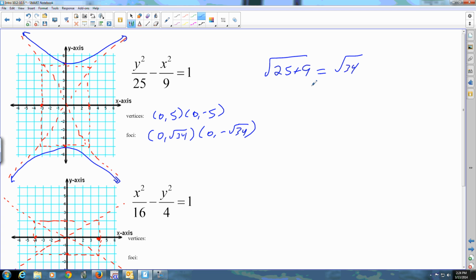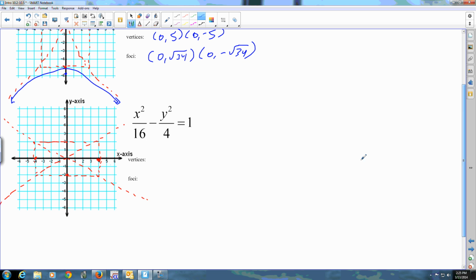Okay, so to plot it, you need a decimal approximation for it. So about, let's see, what did I figure out? 5.8. Okay, so you go about 5.8 units up and put your foci. Okay, this one, the x comes first, so it's opening in the x direction. So come through, go through your vertex, head on out along your asymptote.